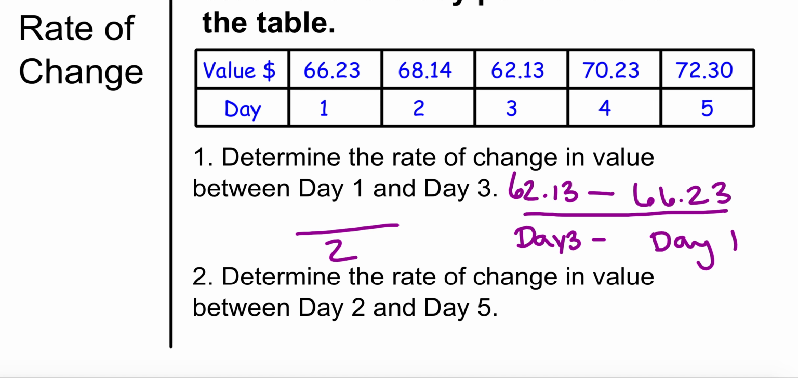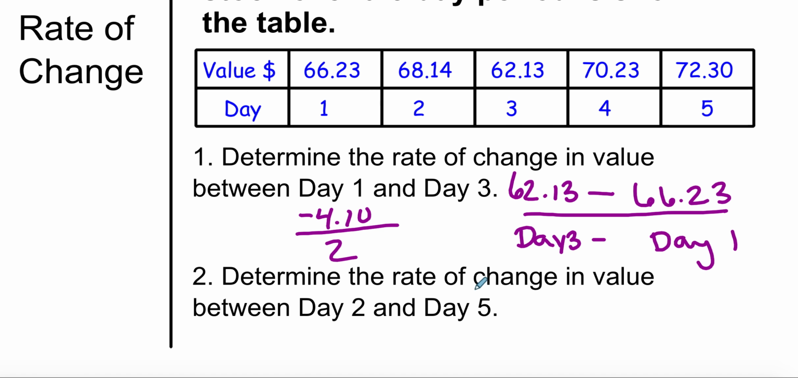and then I know that I have $62.13. I'm going to take away the $66.23, and I get an answer of negative 4.10. And so what that's telling me is over the 2 days, it dropped $4.10, which we could see just from here. We can tell that it went down.